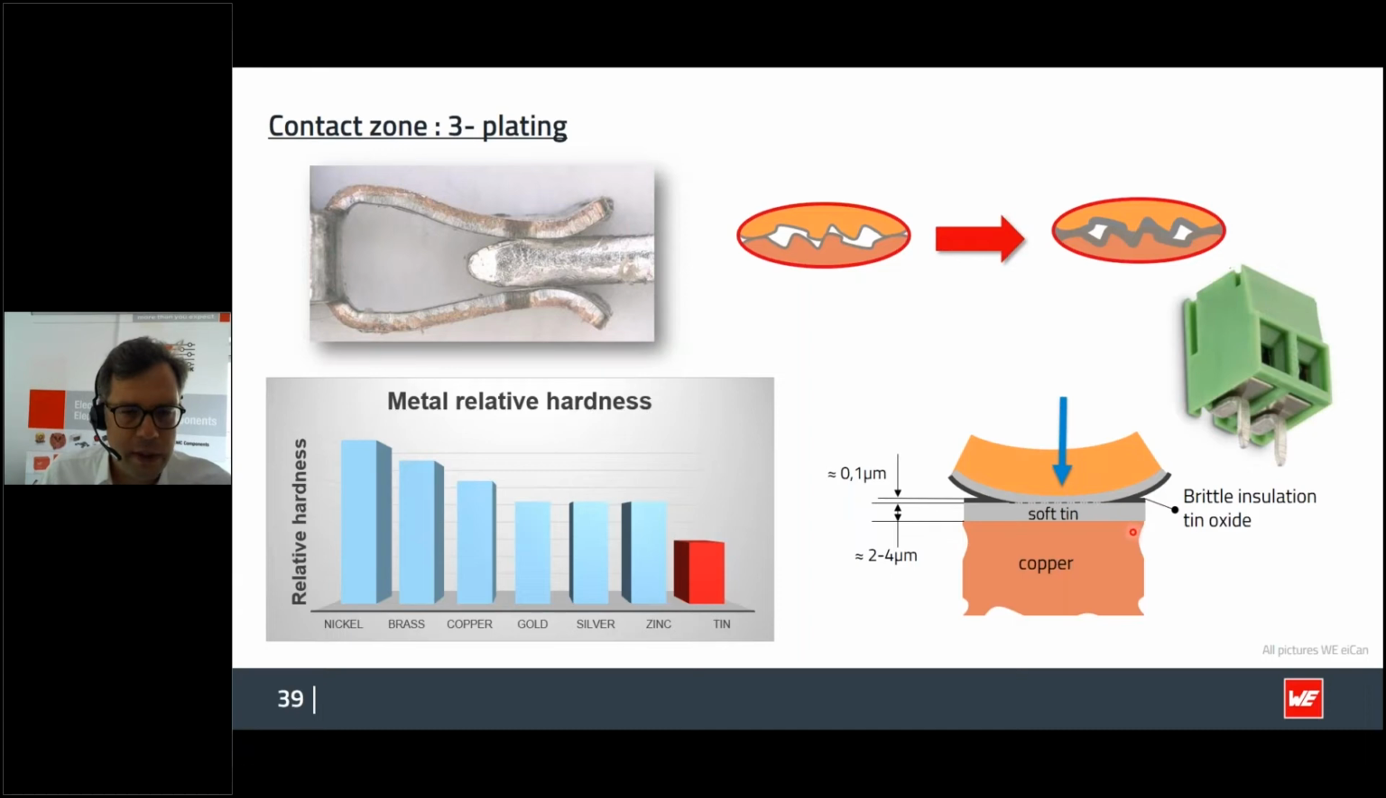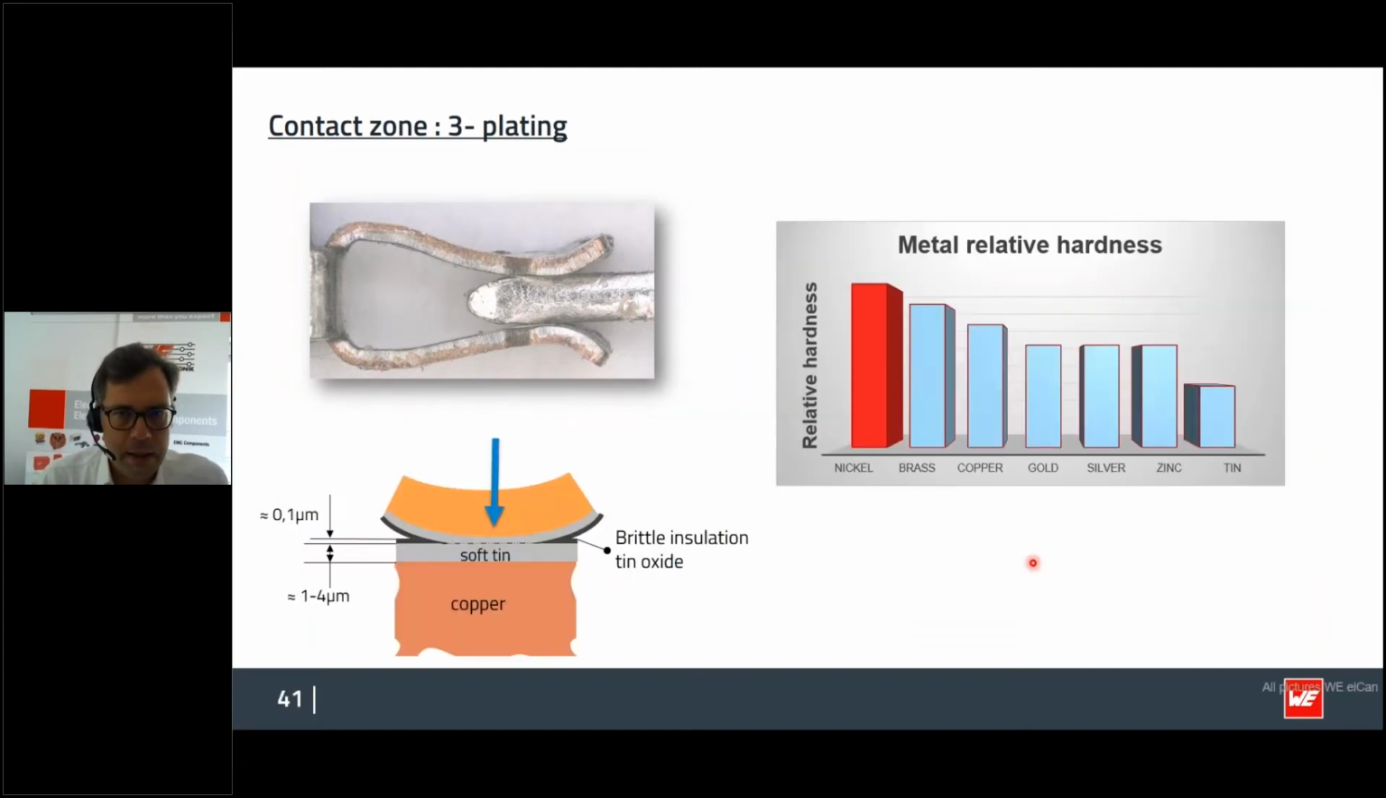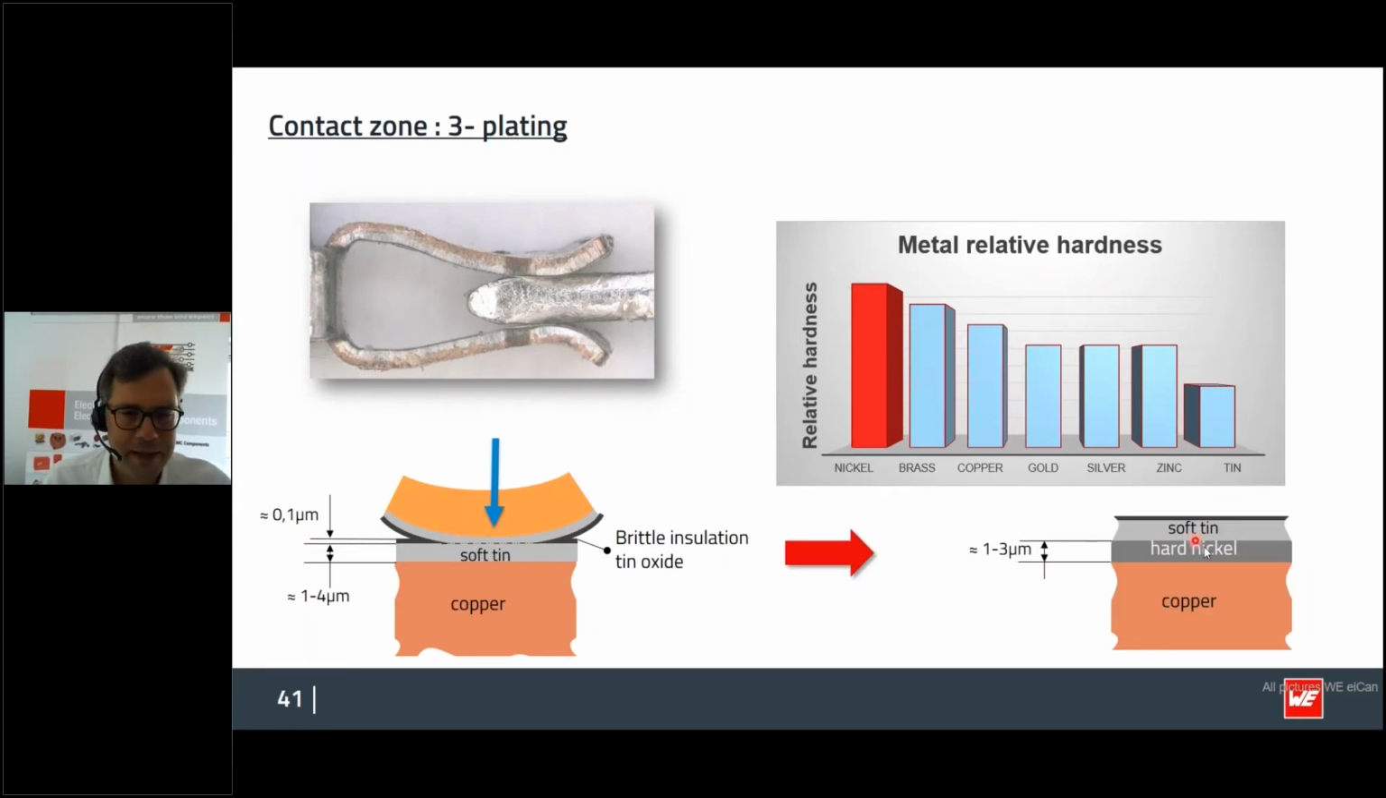Sorry, it's not shown over here or not indicated. For all of our connectors, that's something that we need to point out. Just realize that in the presentation, between the soft tin and the copper, you do have the nickel underplating. And by using nickel as an underplating material, you increase the number of mating cycles. Sorry, my mistake, it's shown over here. Not a mistake in the presentation, just a mistake from my side. Please excuse that. Hard nickel is shown over here to improve the number of mating cycles of connectors.